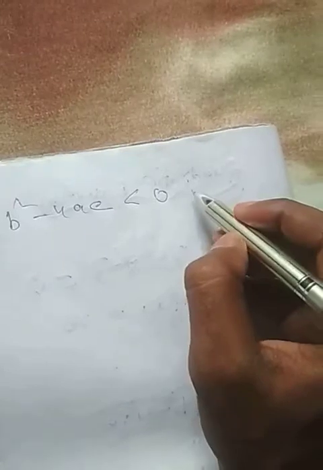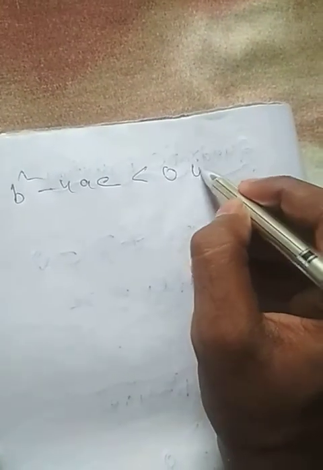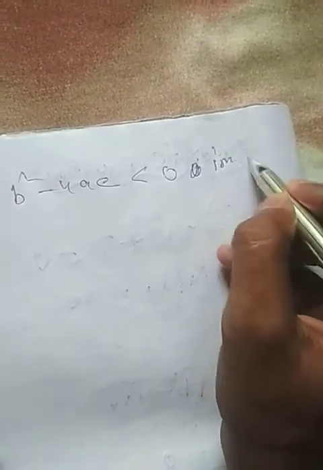If b square minus 4ac is less than 0, then I can say roots are imaginary. Roots are imaginary. Those are the basic things. So easily you can check whether it is a quadratic equation or not, but that is not the important question.